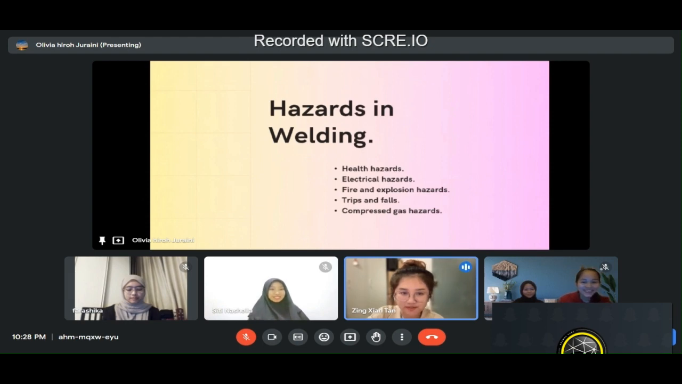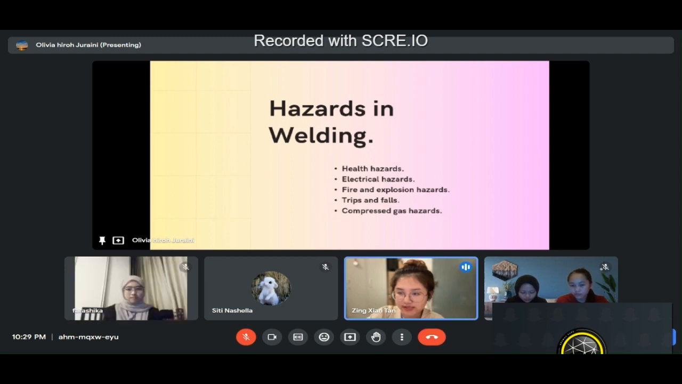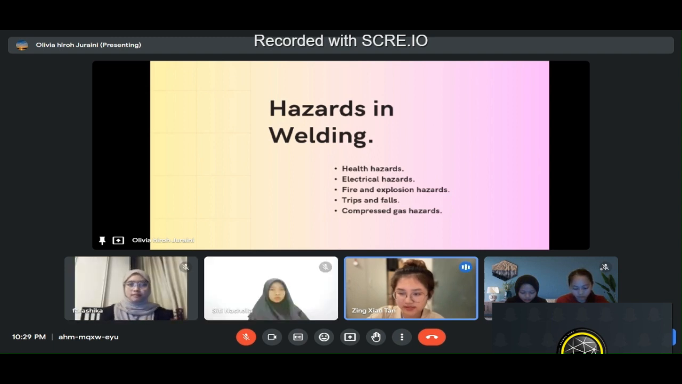Here are the examples of hazards in welding. The first one is health hazard. The health hazards are from gases and fumes. The welding fumes contain a mixture of very fine particles, including nitrogen, silica, zinc, and lead. The fumes come from base and filler material, coating, painting, shielding gas, and chemical reaction. This fume can affect any parts of the body, including the lungs, heart, kidneys, and central nervous system.